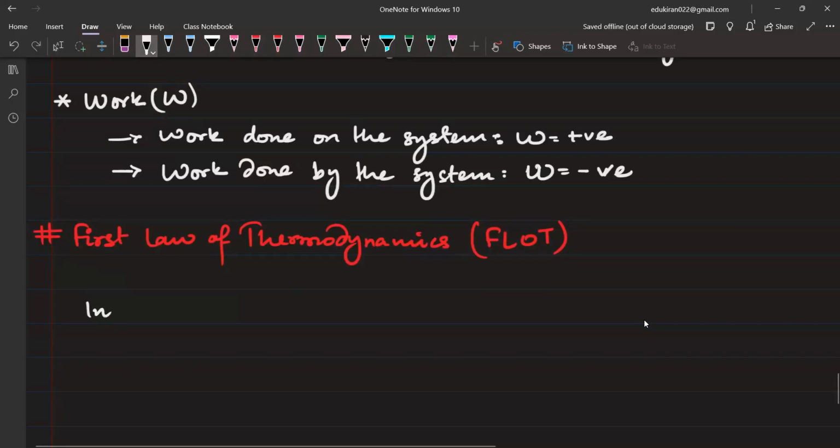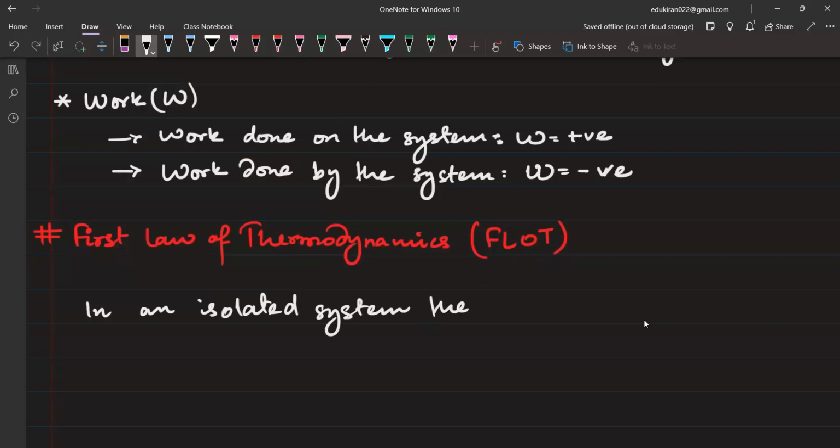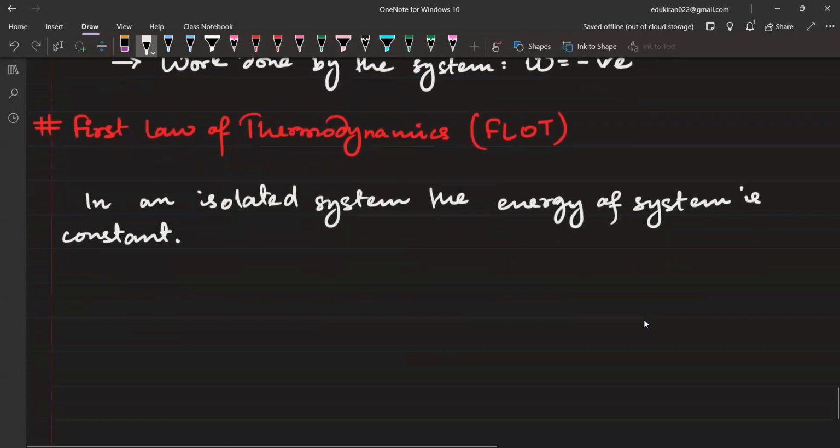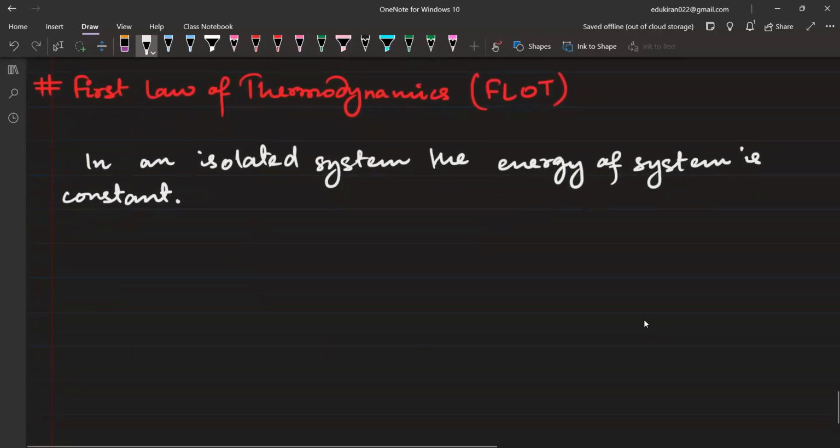It says that in an isolated system, the energy of the system is constant. मतलब कि अगर आइसोलेटेड सिस्टम है तो energy of system will be constant. What does it mean? It means that because it is an isolated system, वहां पे आपके पास ना ही हीट आ सकता है ना ही वर्क आ सकता है. That is why the internal energy of the system is not going to change.